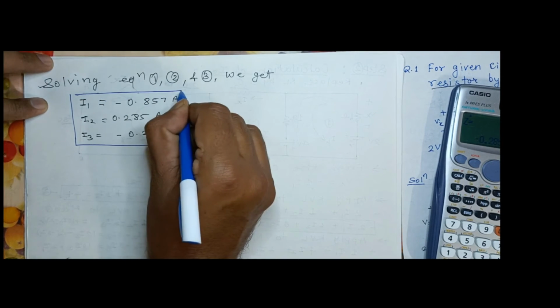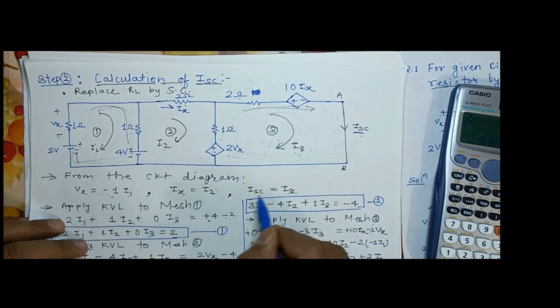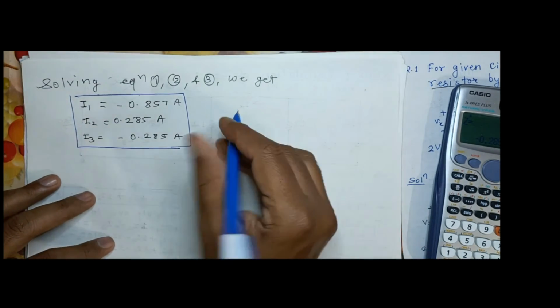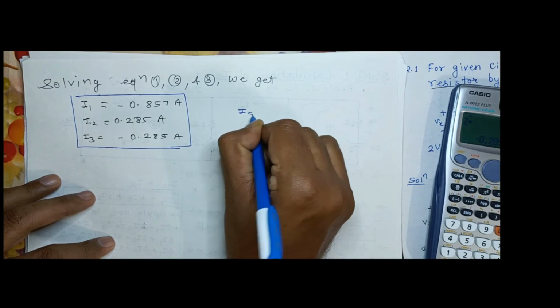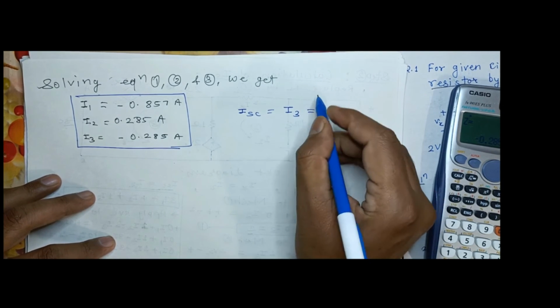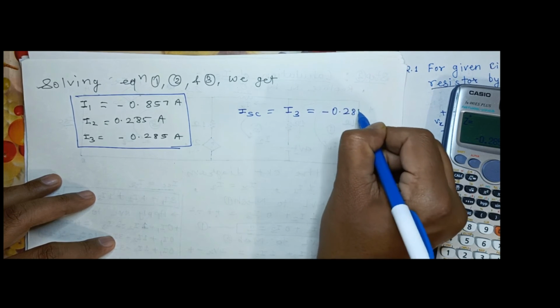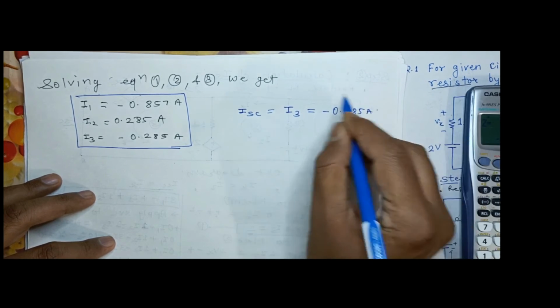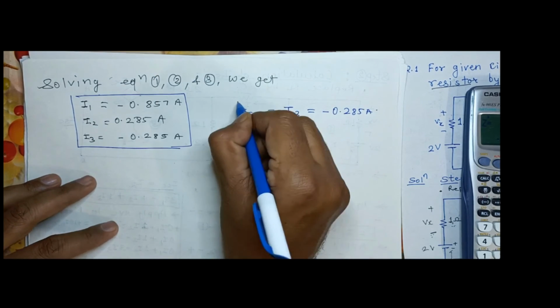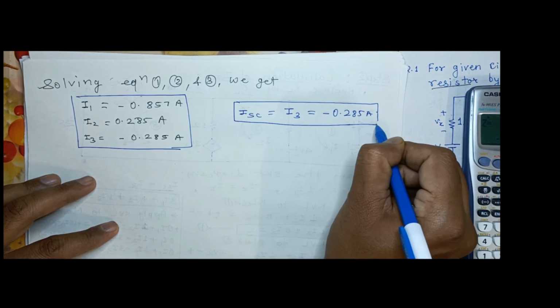Now you can see what is the value of IAC. This is the IAC, and IAC equals I3. So I will write here IAC equals I3, and I3 equals minus 0.285 ampere. So this is our answer of step 3.